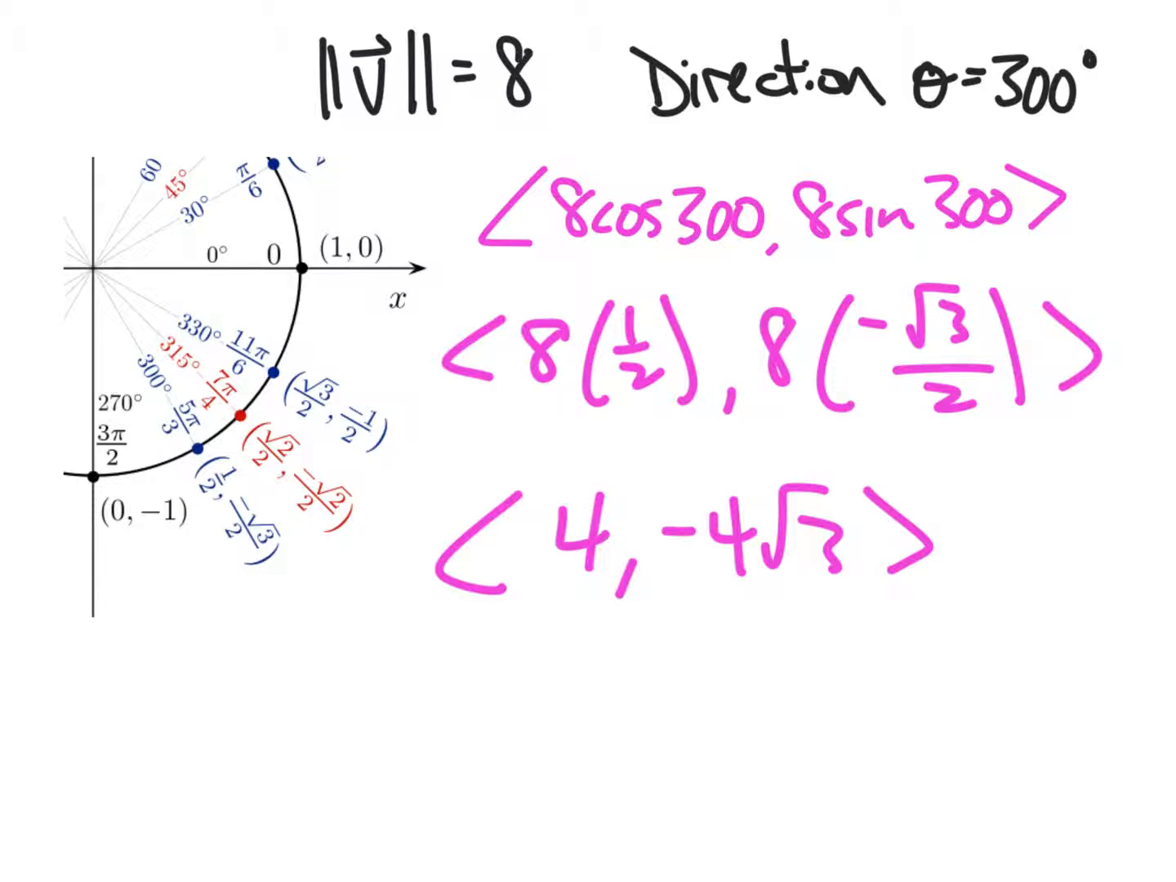Now if we didn't have the unit circle, we could just use a calculator for any angle not on the unit circle. But that's how we go from magnitude and direction to component.